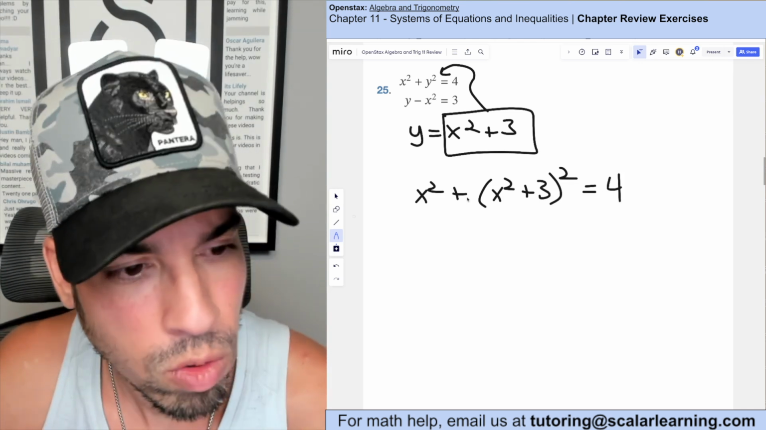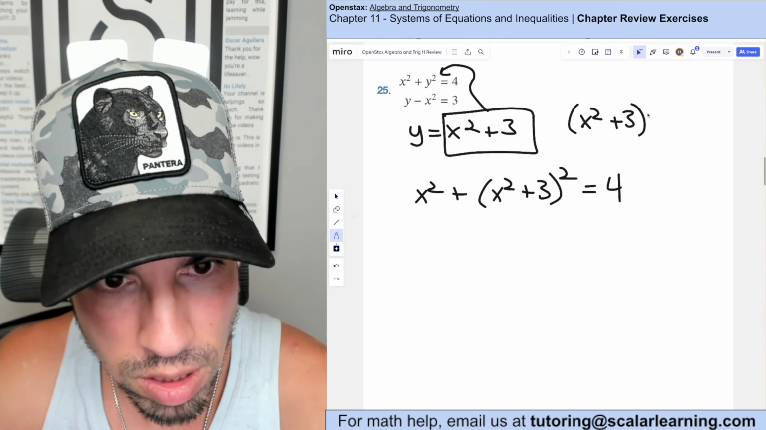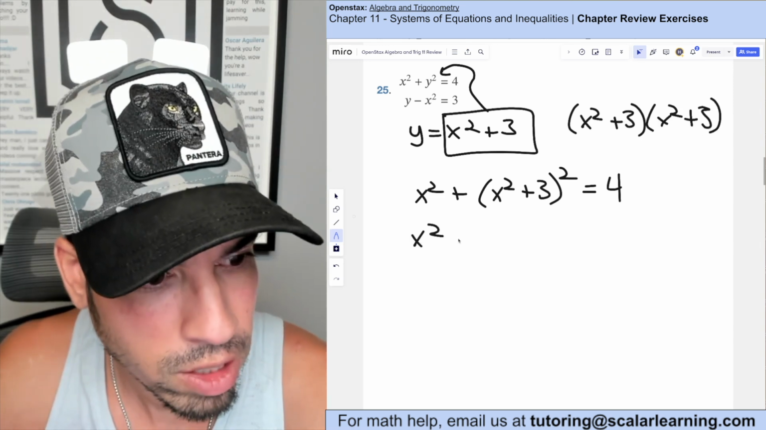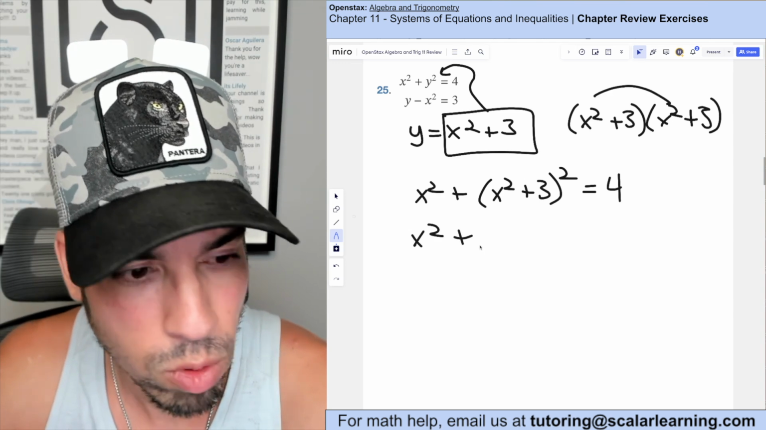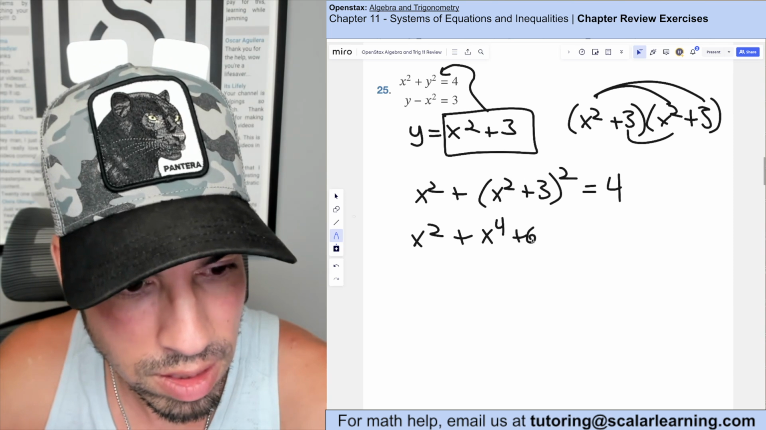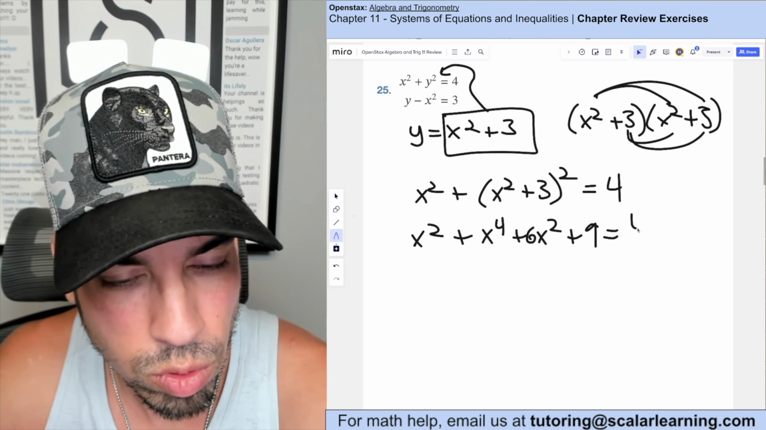Okay. So now we're going to FOIL that out. So that's, again, x squared plus 3 times itself, just so we can see what's happening here. And then we get x squared times x squared, which is x to the 4th, right? Plus 3x squared twice, that's 6x squared. And then plus 9 equals 4.